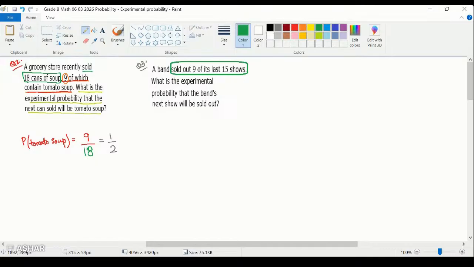So if we need to find the probability of sold out shows, how many shows were sold out? 9 were sold out of the 15 shows, right? It comes out to be 9 upon 15. Can 9 upon 15 be further simplified? We know we can write this as 3 times 3.